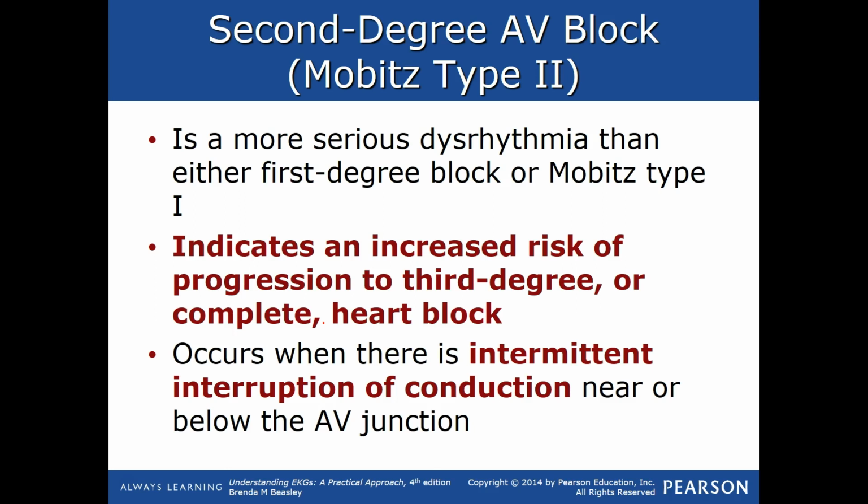Now, second degree AV block, Mobitz type 2. This is a little bit more serious, and a lot of times this can, as you read here, progress into a third degree heart block, which is really bad. What it's telling us is this occurs when there is an intermittent interruption of conduction. So remember, intermittent, just kind of off and on, right?